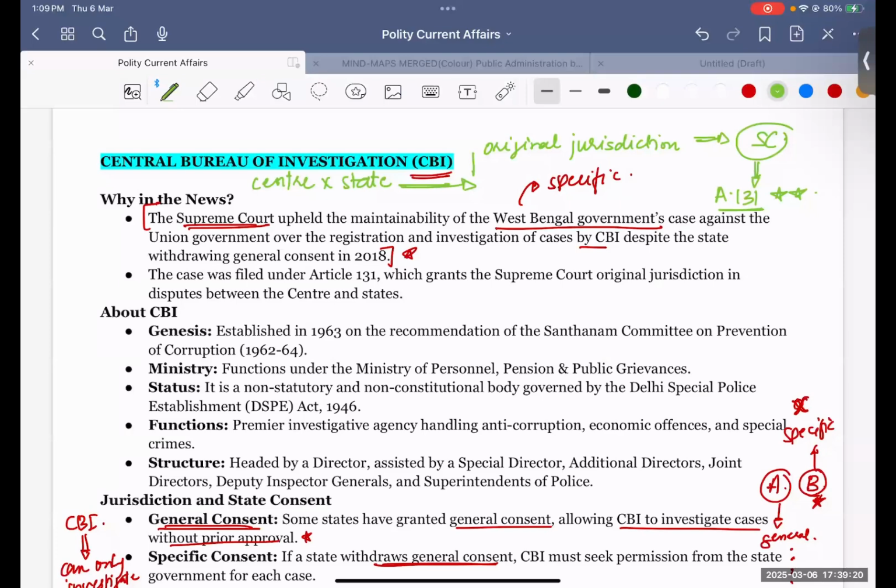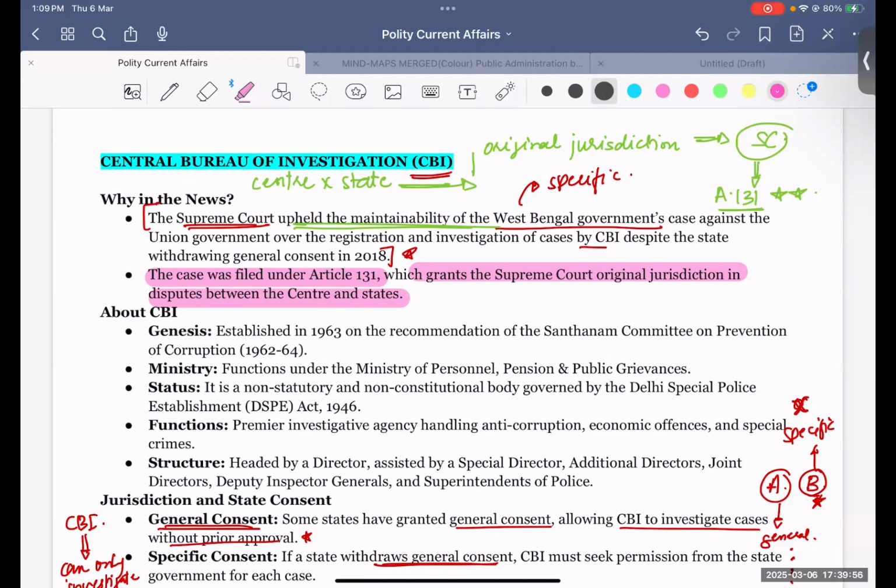Okay, so now the Supreme Court has not taken any side. The Supreme Court only agreed that West Bengal's case was valid and it could be heard. Okay, that's all. So the Supreme Court has not given a decision. It has just upheld the maintainability of the case. So the case was filed under Article 131, which grants the Supreme Court original jurisdiction in disputes between the center and states. So this was the entire story of this.